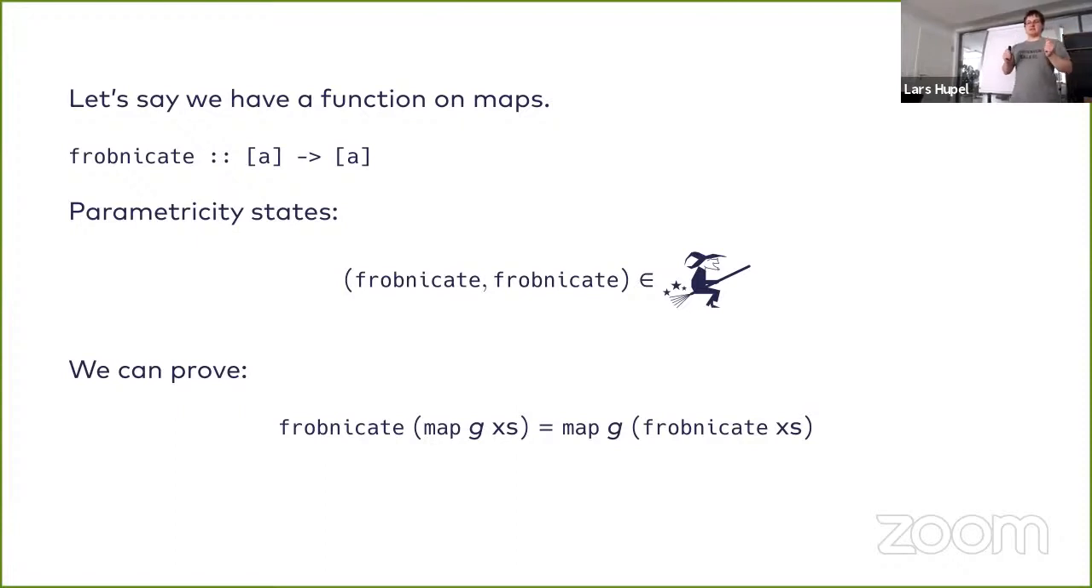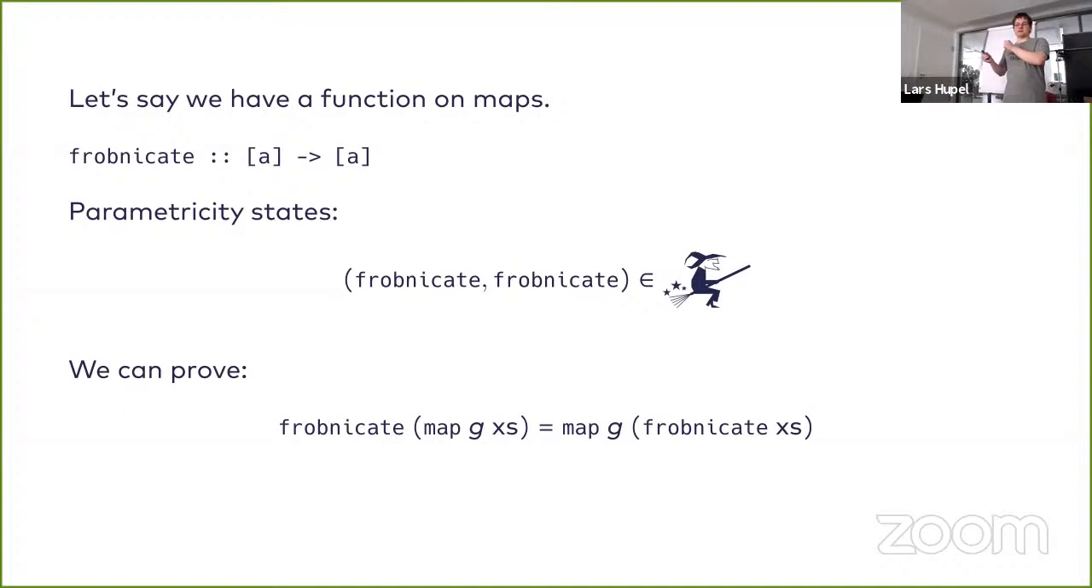So what this says is that Frobnicate actually does not care about the values in the list. The only thing it can do is shuffle around the structure of this list, right? One possible thing that Frobnicate could do is always return the empty list. Let's check what this statement says. If Frobnicate always returns the empty list, then on the left-hand side, we have Frobnicate of something returns the empty list, right? So that's the empty list.